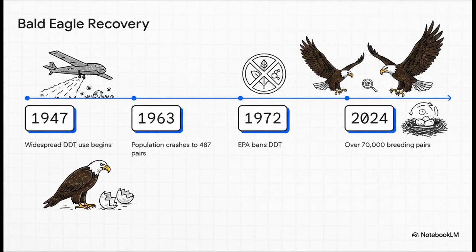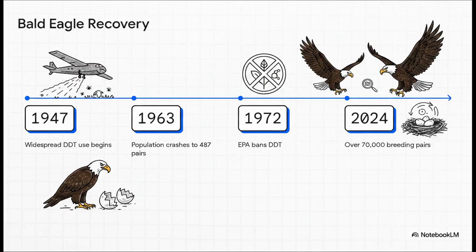By 1963, mostly because of these crushed eggs, the bald eagle population in the contiguous U.S. crashed to a terrifying 487 nesting pairs. I mean, they were right on the brink of extinction, but catalyzed by Carson's work, the newly formed EPA outright banned DDT in 1972. And just look at the result. The eagles bounced back. By 2024, estimates show over 70,000 breeding pairs.